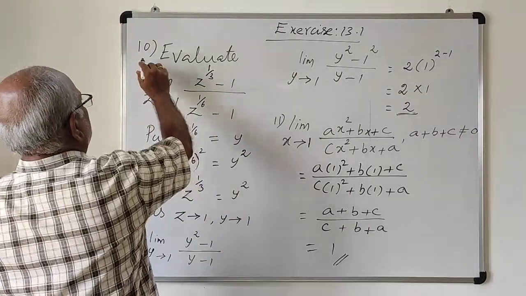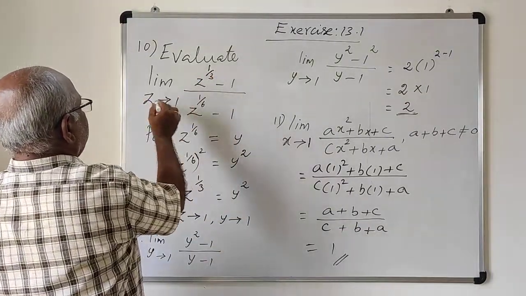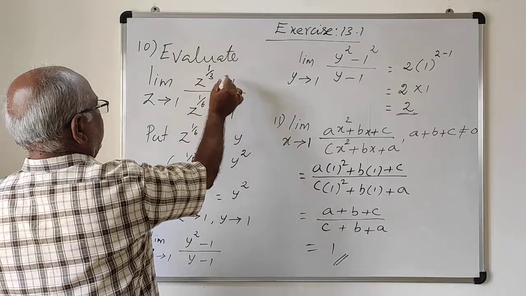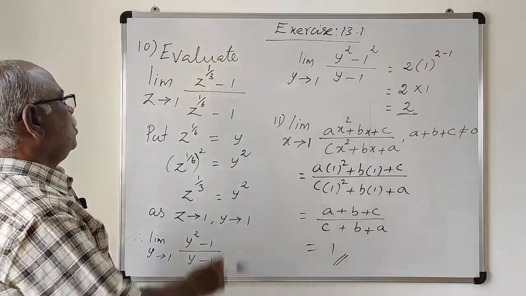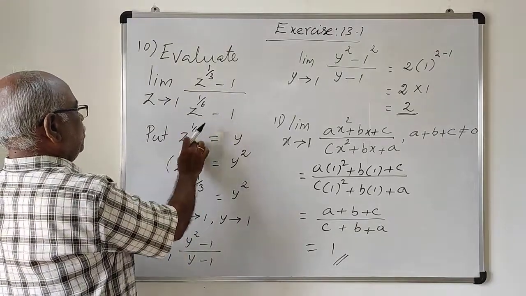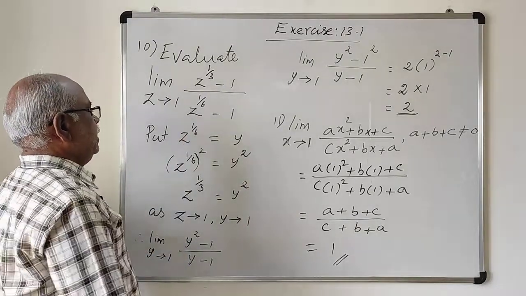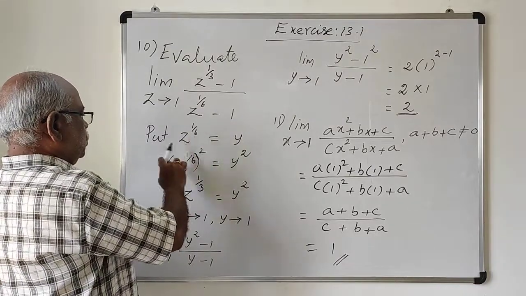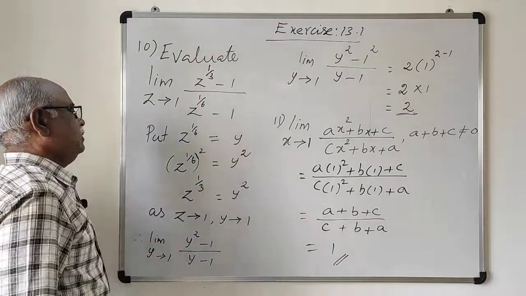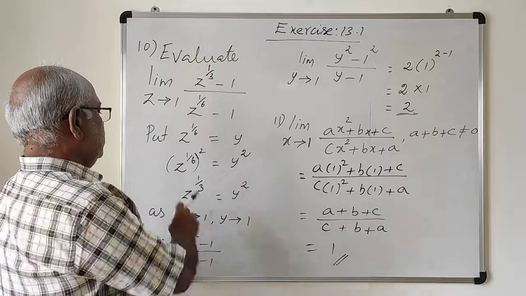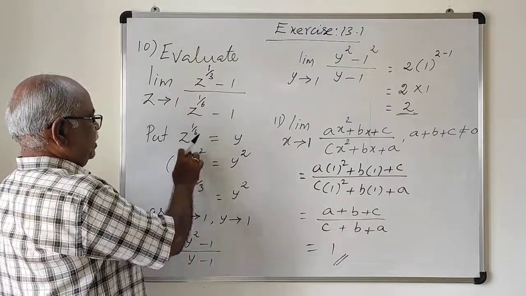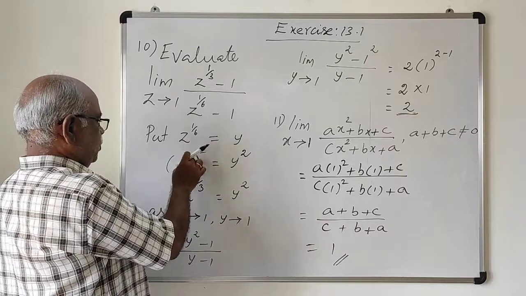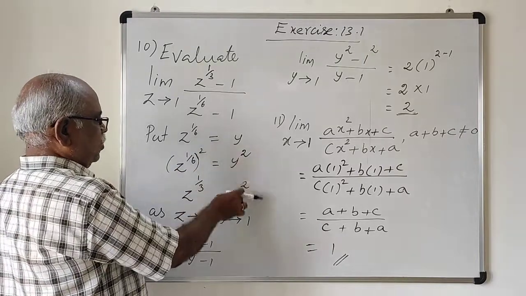In that exercise, 10th problem: evaluate limit z tends to 1, (z power 1 by 3 minus 1) by (z power 1 by 6 minus 1). To solve this problem, substitute z power 1 by 6 equal to y. Squaring both sides, z power 1 by 6 the whole square equal to y square. z power 1 by 6 the whole square is z power 2 by 6, that is z power 1 by 3, equal to y square.